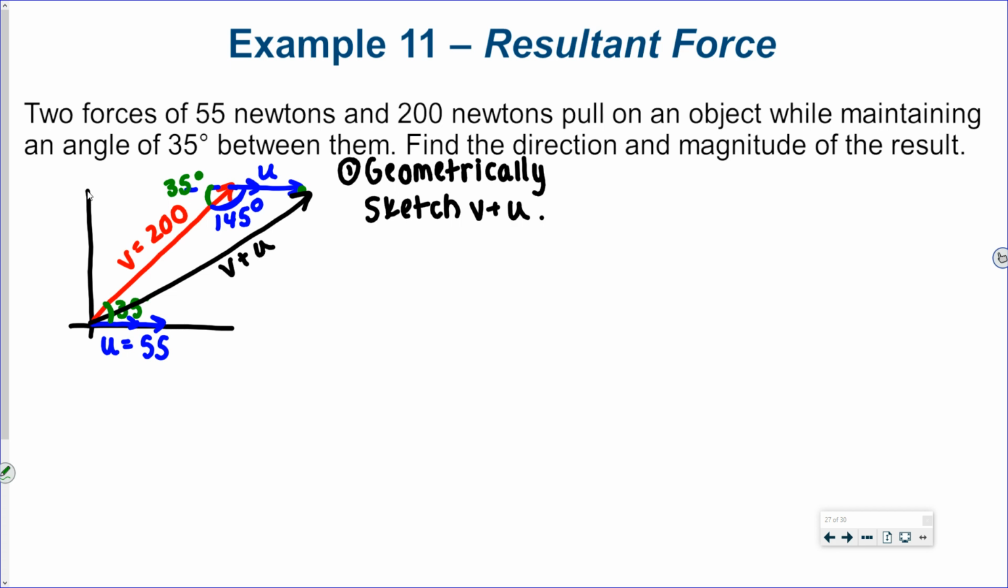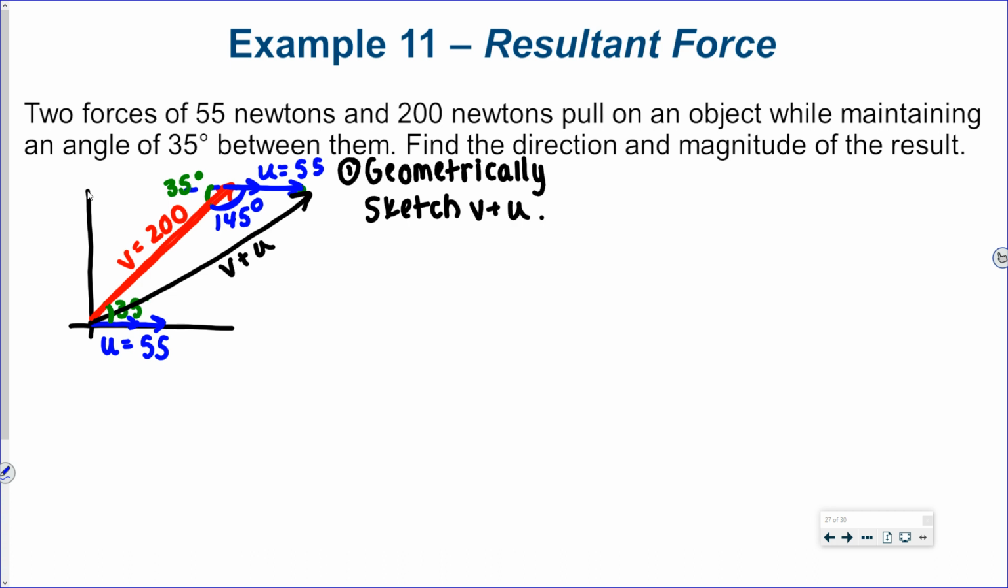Okay, so here's what we know in our triangle. We know this side length, so now just picture it as a triangle, kind of like ignore the vectors for a second. This side length is 200. What would the magnitude or the length of this vector be? 55, so we know this is 55. And we know their included angle. So I have a side angle side, a SAS.